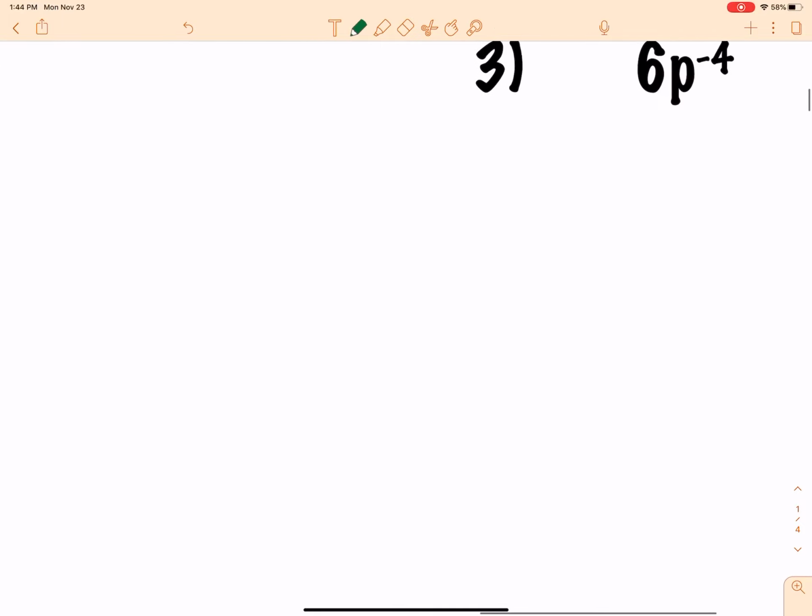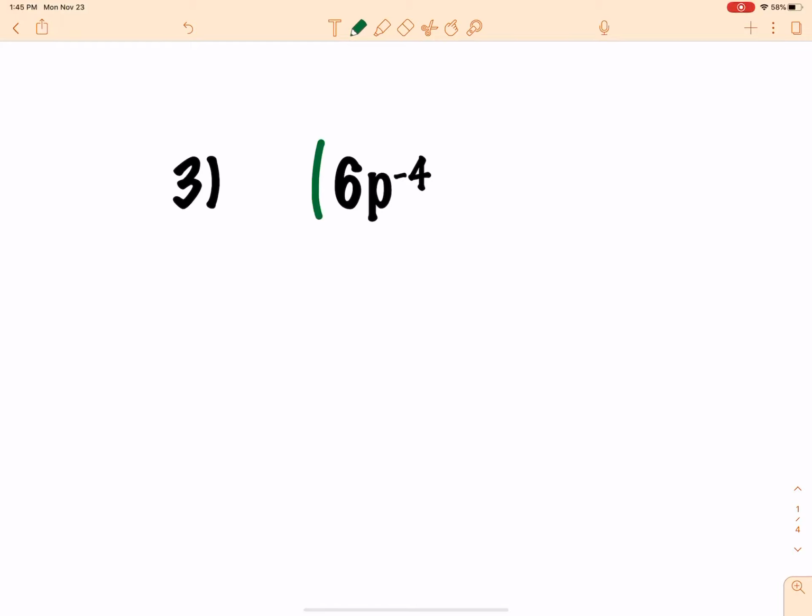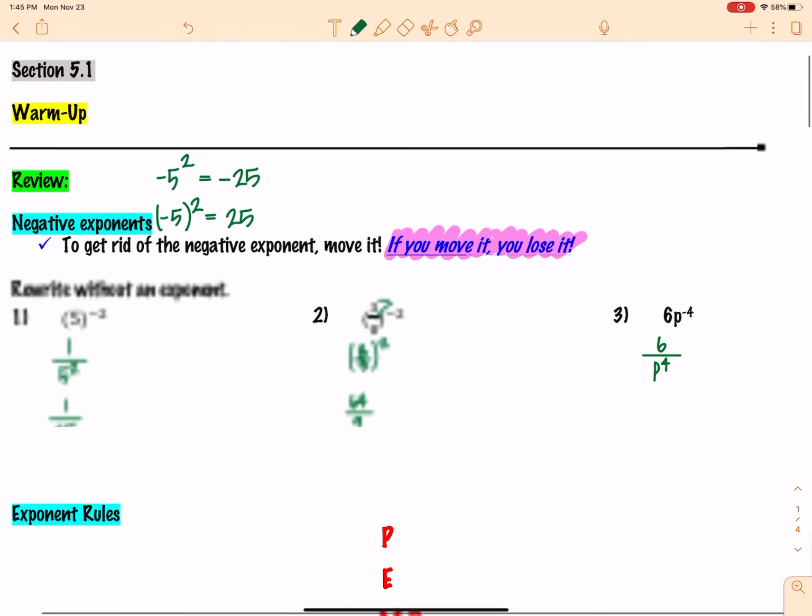And then just a reminder, as these get more complicated, the negative exponent only applies to the number it's attached to unless it's in parentheses. So for example, if it was in parentheses like this, the negative 4 would be applied to both 6 and the variable p. But since it doesn't have parentheses, the negative 4 only applies to the variable p. So the 6 is going to stay on top, and then p to the 4th goes to the denominator. Okay, so those are just negative exponents.